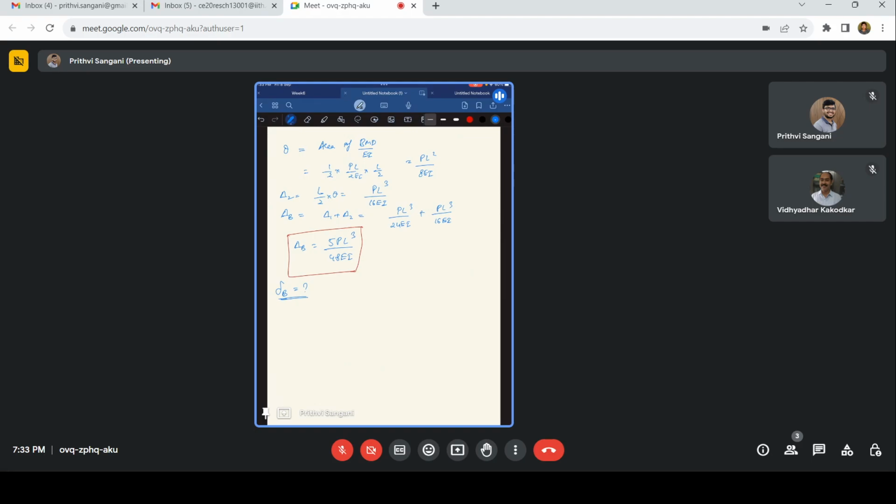MBL by EI, that is what it is. So it is anti-clockwise. Okay. Now we have found delta B', delta B'', theta B'', and also theta B and delta B.